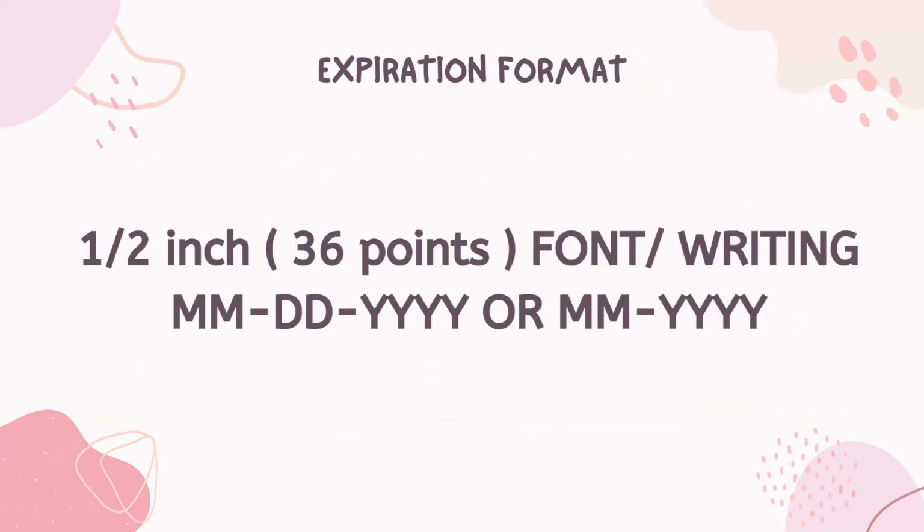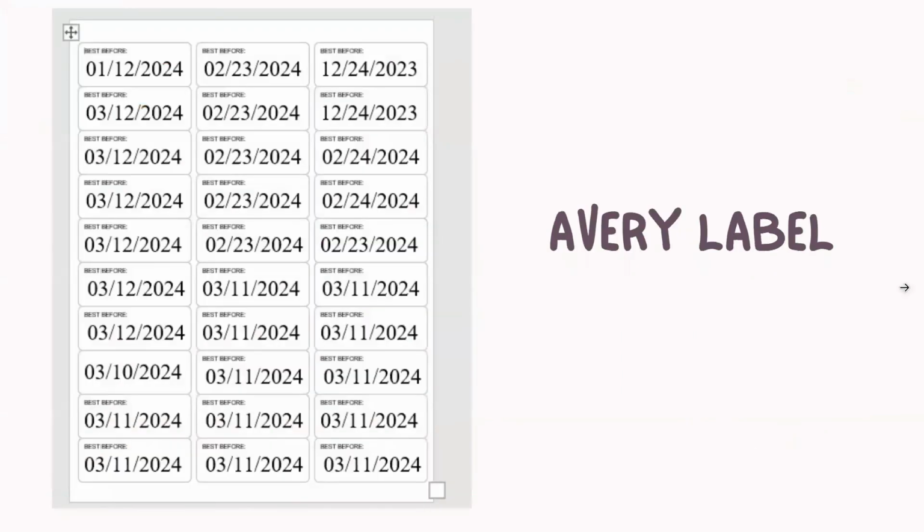Another thing you need to know when selling groceries is the format you're going to use. The rule is it should be a half inch or 36 point font. And it needs to have this kind of format: month, day, then year, or month and year. For example, you can say 06/16/2025, or you can say 06/2025.